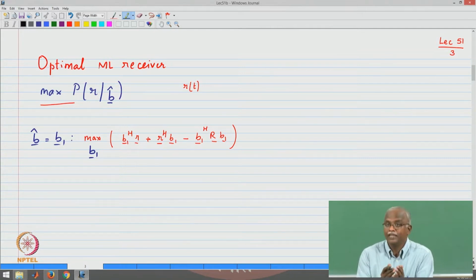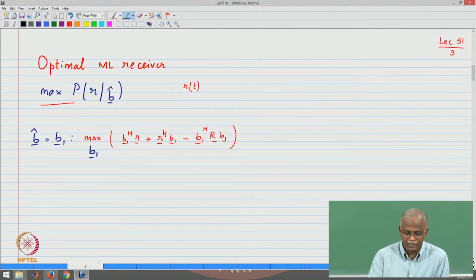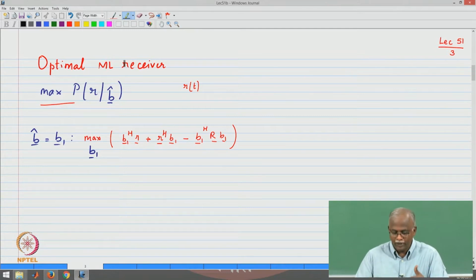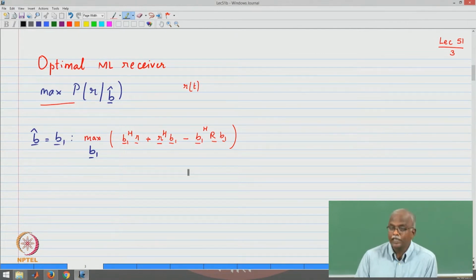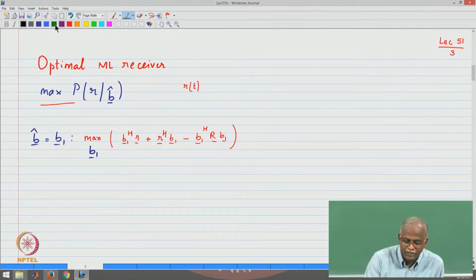So, in other words, given R of t, we are trying to find that vector B hat that maximizes this probability. So, using a series of expressions and steps, we have shown that this B hat is nothing but the vector B that maximizes this expression. And this is the computation that we need to do for a maximum likelihood receiver, and this is the basis of the formulation that we have shown.